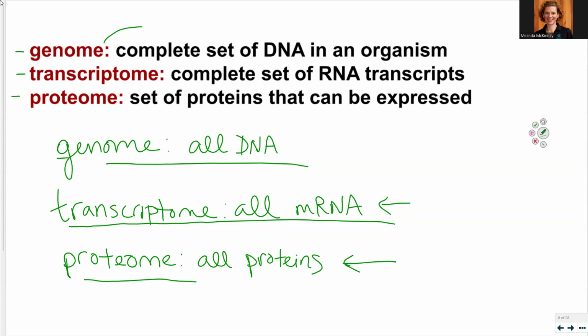We'll talk about this later, but the DNA can be put together in different ways to create variable transcripts, which then can create variable proteins. All right, that's it for this video.